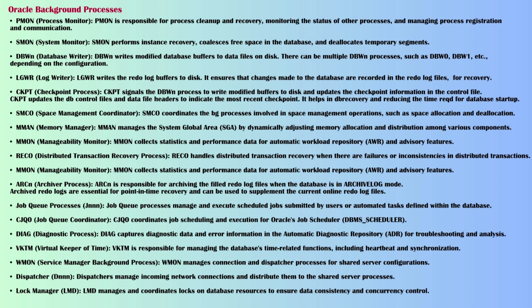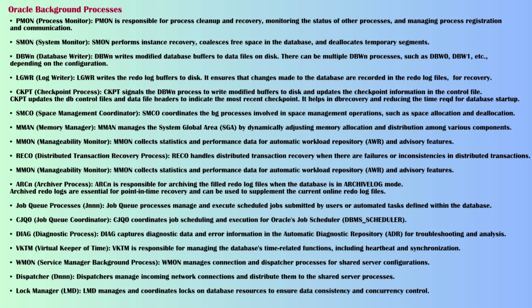DBWn, Database Writer. DBWn writes modified database buffers to data files on disk. There can be multiple DBWn processes, such as DBW0, DBW1, etc., depending on the configuration. LGWR, Log Writer. LGWR writes the redo log buffers to disk. It ensures the changes made to the database are recorded in the redo log files, which are crucial for recovery.